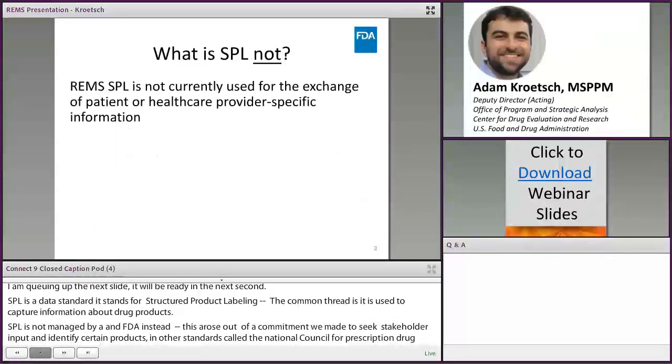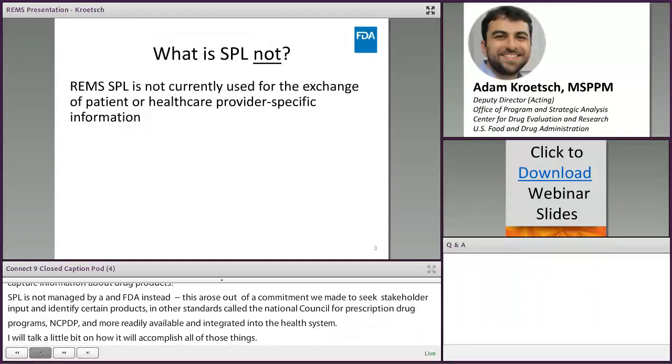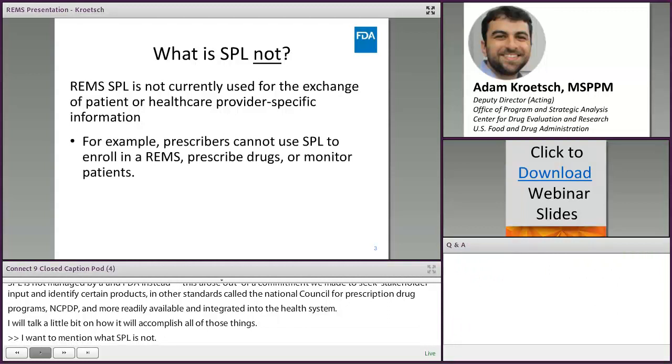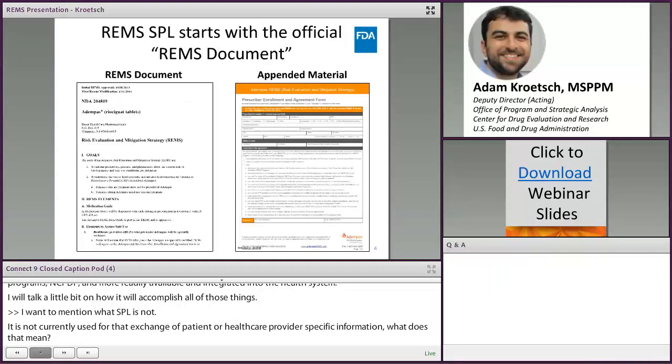But before I go into that, I also want to mention what SPL is not. SPL is a standard for product information, but it is not currently used for the exchange of patient-specific or healthcare provider-specific information. What does that mean? Well, for example, prescribers cannot use SPL to do things like enroll in a REMS, prescribe drugs, or monitor patients. They can use SPL, however, to learn about what the REMS requires.